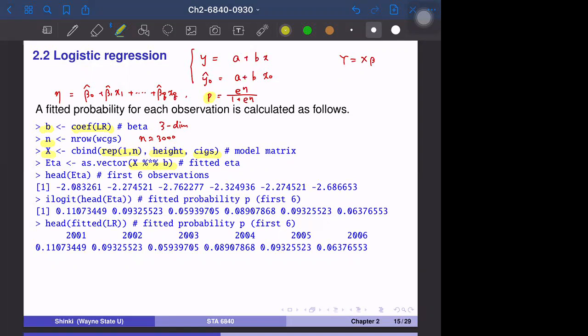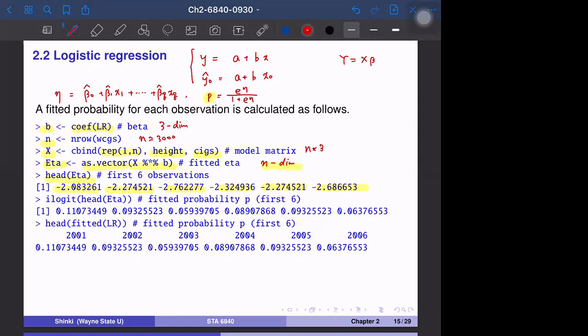Here x is an n by 3 matrix. Now we get the estimated eta, which is the n by 3 matrix times the 3 by 1 vector, so an n by 1 matrix. But we want to make this a vector, so we use the as.vector function to get the n-dimensional vector eta. The first 6 observations of eta are these numbers.